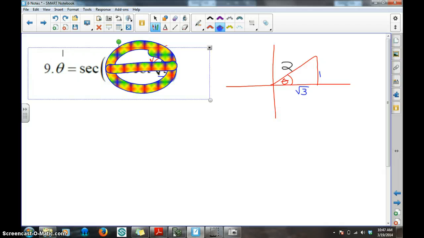Now find the secant. Keep in mind cosine is adjacent over hypotenuse. So secant is hypotenuse over adjacent. And this one would need to be rationalized. Final answer, 2 rad 3/3. So everybody see where I got that from?